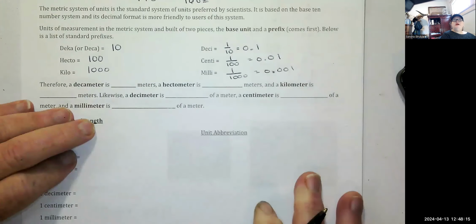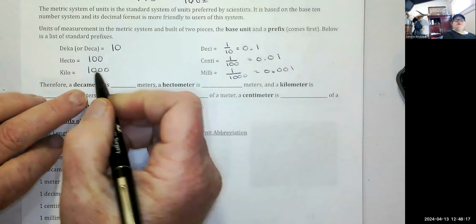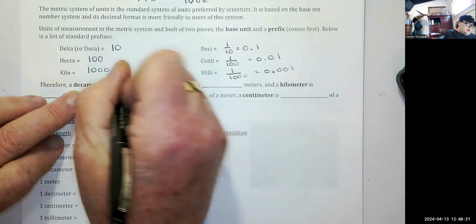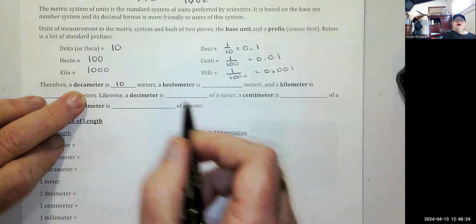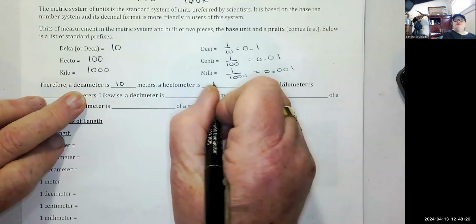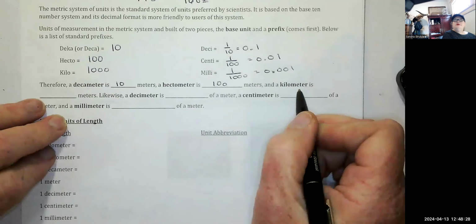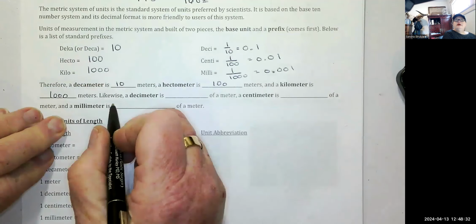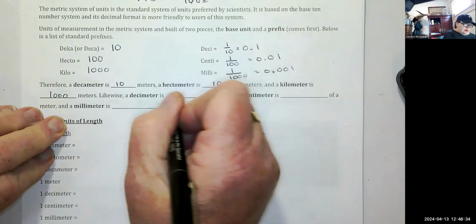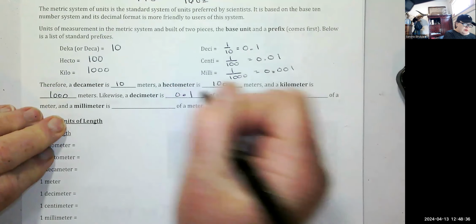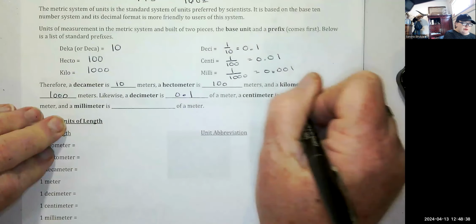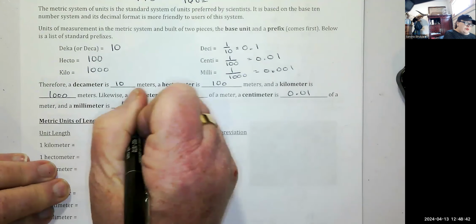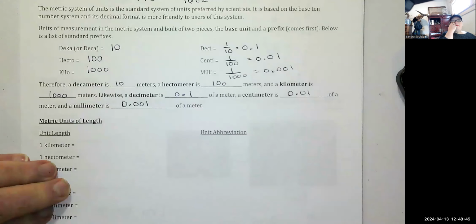Therefore, a decameter is 10 meters. A hectometer is 100 meters. A kilometer is 1,000 meters. And then a decimeter is 1/10 of a meter. A centimeter is 1/100th of a meter. And a millimeter is 1/1000th of a meter.